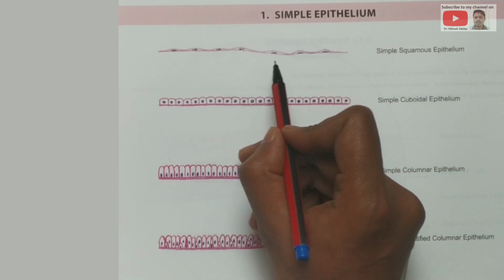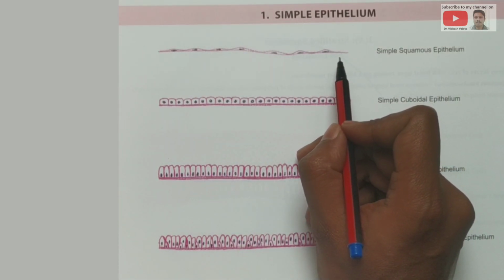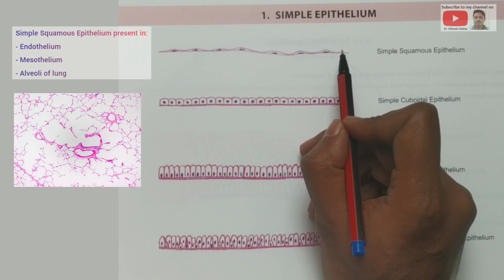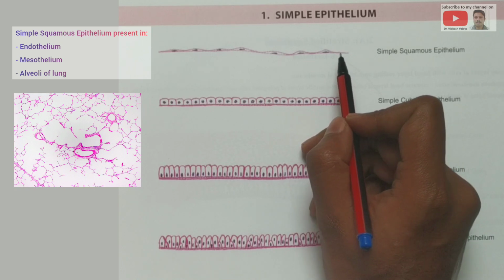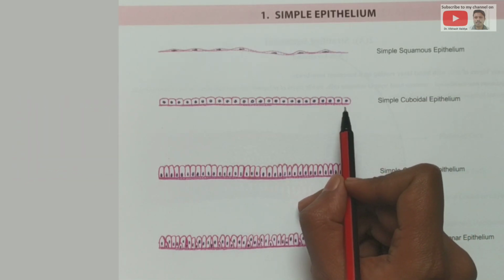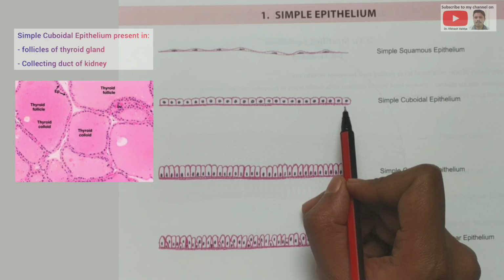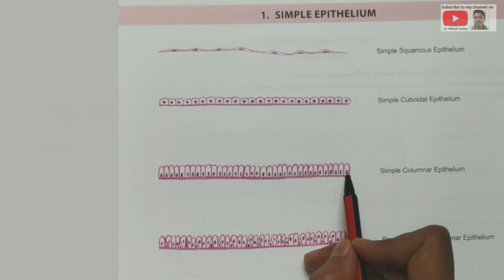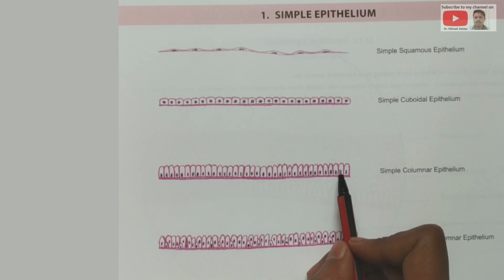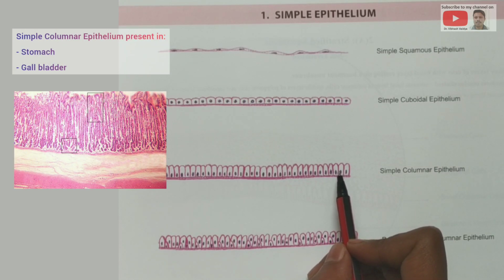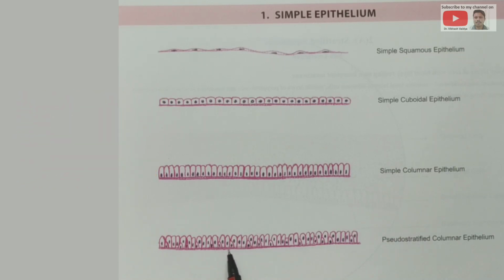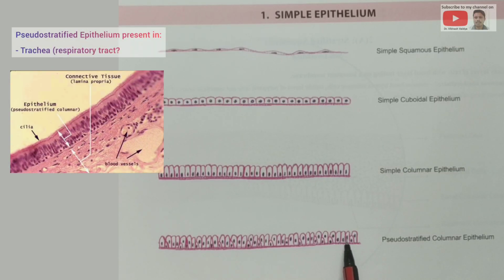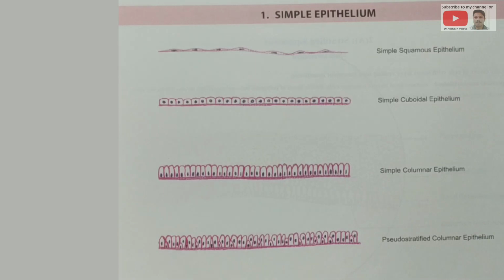This simple squamous type of epithelium is mainly present in the endothelium, mesothelium, or lining of the alveoli of the lung. This simple cuboidal epithelium we can find in the follicular cells of the thyroid and cells lining the collecting duct of the kidney. This simple columnar epithelium we can find in the mucosal lining of the stomach and gallbladder. And this pseudostratified epithelium we can find in the respiratory tract. So this is the simple epithelium.